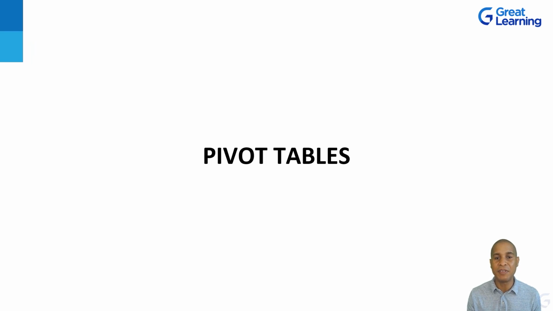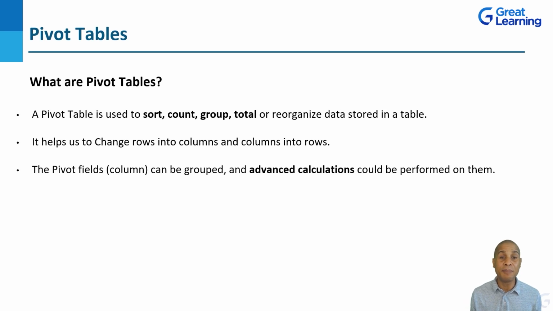Pivot tables. Pivot tables are some of the most important techniques or applications within a spreadsheet. So let's dive into what they are. What is a pivot table? A pivot table is used to sort, count, or group, or total, or reorganize stored data. It helps to change rows into columns and columns into rows. A pivot field or column can be grouped and advanced calculations can be performed on that group. So this is very powerful.